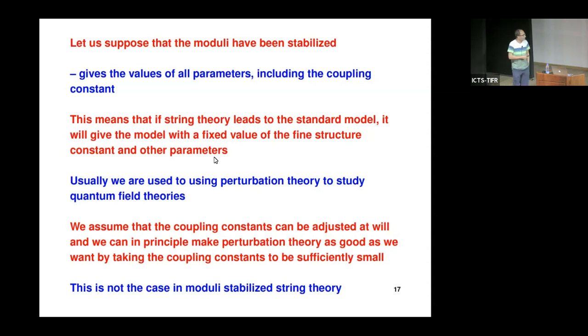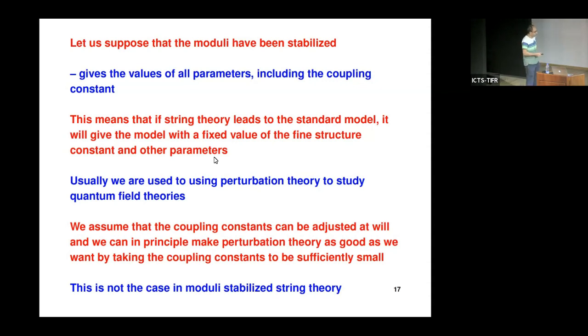Now, usually when you do perturbation theory in quantum field theory, and that's one of the most widely used tools that you use in quantum field theory, particularly when you study particle physics, we are used to thinking that the coupling constants can be adjusted at will. Of course, nature has particular values of the coupling constants, but the standard philosophy of doing perturbation expansion is that we think of the coupling constants as adjustable parameters, and we can in principle make perturbation theory as good as we like by taking the coupling constants to be sufficiently small, theoretically. Of course, in nature, coupling constants have fixed values.